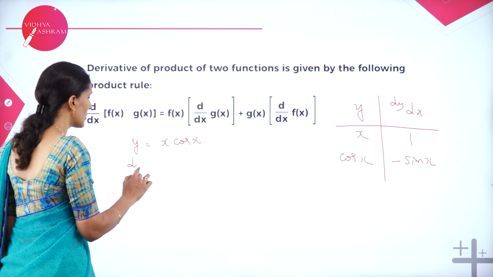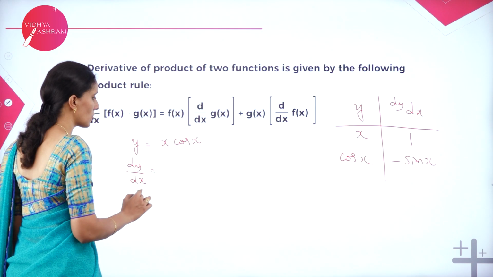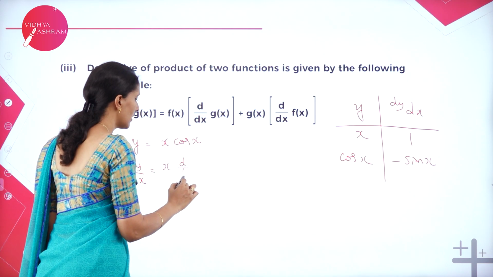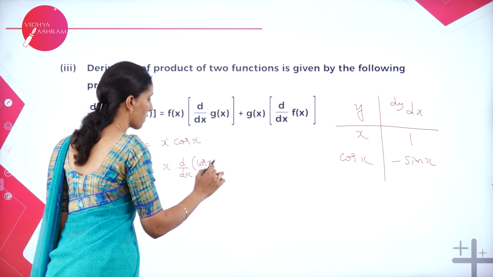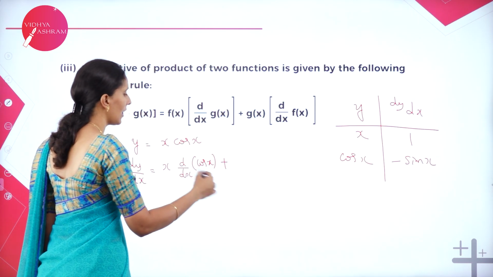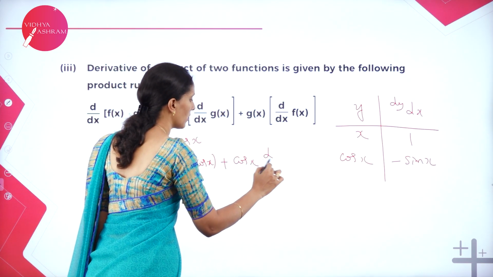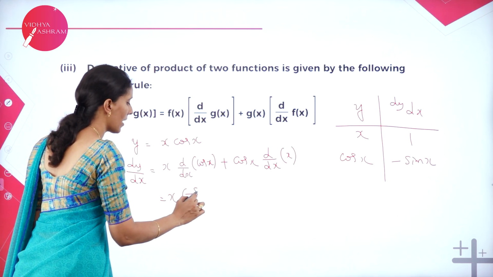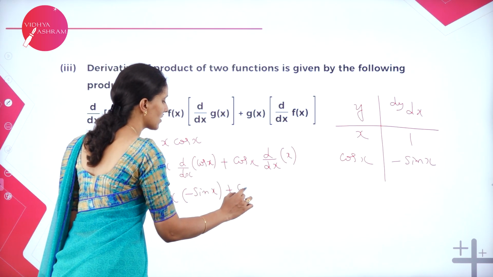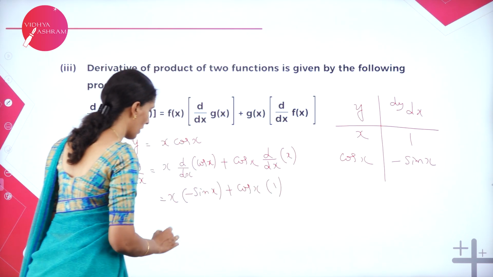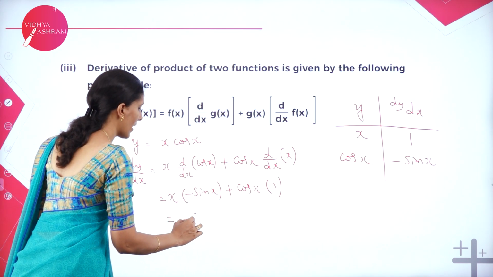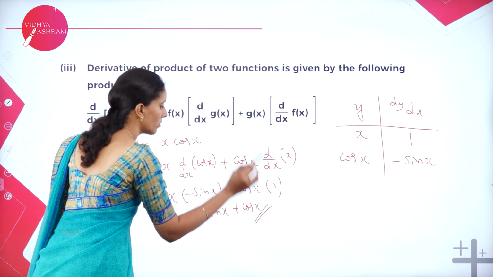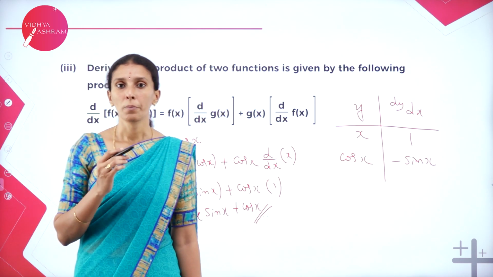So, what does the product rule say? dy by dx is such that first function, write as it is, derive the second function, that is d by dx of cos x, plus second function, keep cos x, and derive the first function, that is d by dx of x. Now, x cos x becomes minus x sin x plus cos x, since the derivative of x is 1. So, the answer is minus x sin x plus cos x. This is how we derive the function when it is in the form of a product.